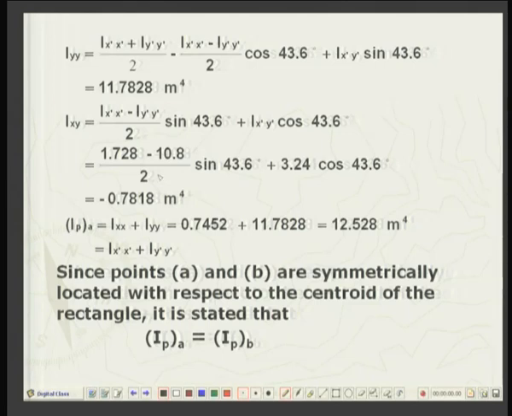You may recall that Ixx and Iyy are always positive. So, indeed we are getting positive results for Ixx and Iyy in any coordinate system.